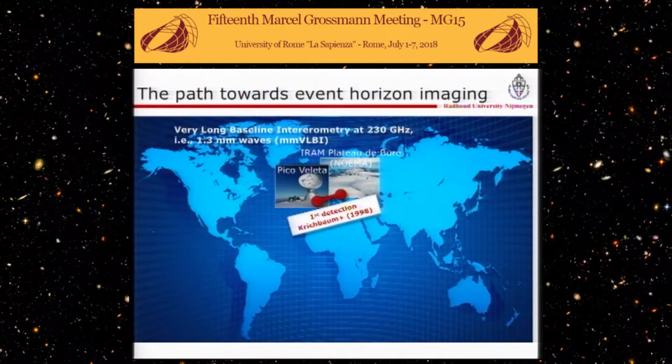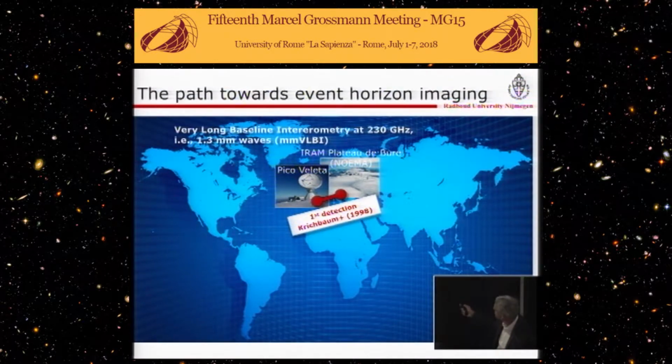The very first detection of Sagittarius A star was made in the middle of the 90s of the last century by the Bonn group, combining Noema in France and Pico Valeta in Spain. They detected Sagittarius A star and made a size measurement. It was taken with a bit of criticism at the time, because their size was pretty large in Schwarzschild radii. But since then the black hole mass has grown by a factor of 2 due to improved measurements.